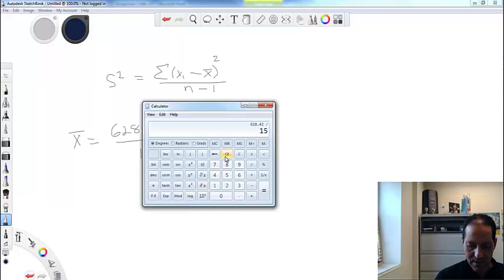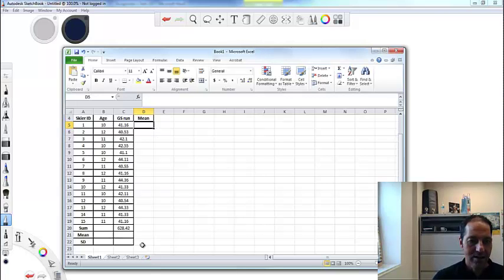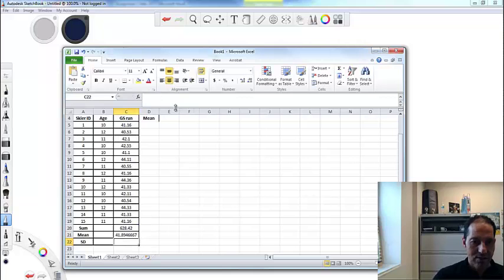628.42 divided by 15, and it'll give us 41.89. Here's 41.89. So let's go back to that spreadsheet, 41.89 here. So I have the sum, so the mean, then it would be, and you can also see how I'm doing this in Excel, because you can do these functions in Excel. I'll take this value and divide it by 15, right? And you can see that you can work everything in this little window up here, right? We enter, and we get the same value here, okay?